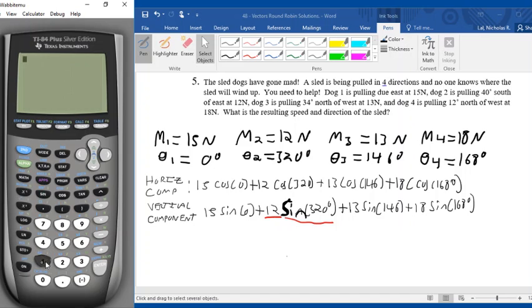Our horizontal component is 15 times the cosine of 0 plus 12 times the cosine of 320. Make sure we're in degree mode, good. Plus 13.